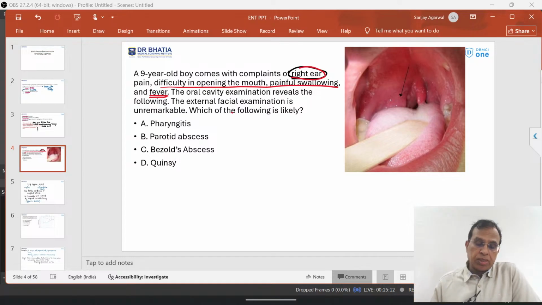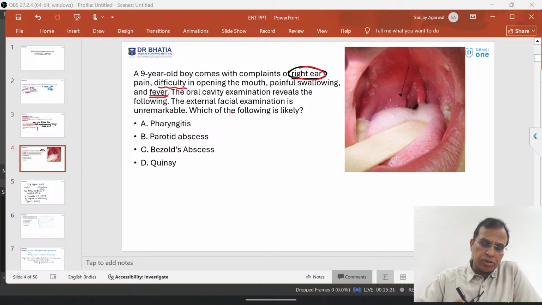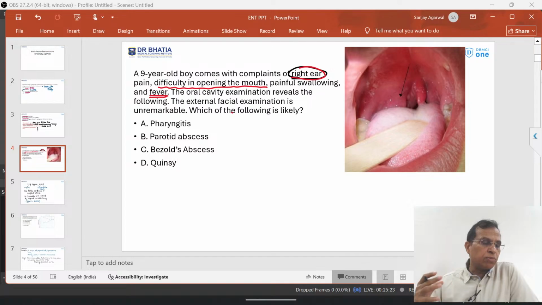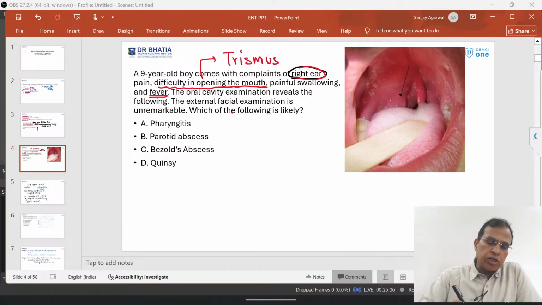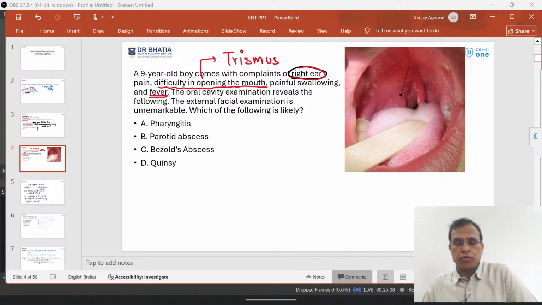Now, before I go on to the question, what is the technical clinical term when there is difficulty in opening the mouth? What is this condition called? If the mouth is not able to open properly, what is that condition called, guys? What is its name? Anybody wants to tell me? It's trismus. Trismus means difficulty in opening of the mouth. I'm sure most of you know this. Common term is lockjaw. Lockjaw is a common term. Trismus is a more technical term.